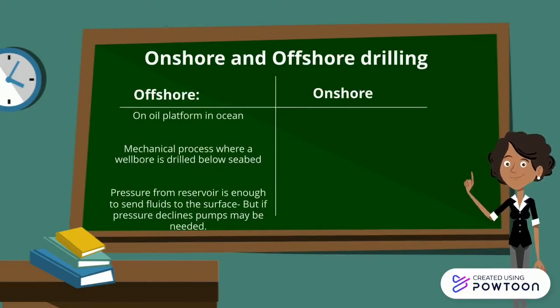Offshore drilling is on an oil platform in the ocean. There, the wellbore is drilled below the seabed, but the pressure from the reservoir is often not enough to send fluids to the surface, so pumps are used to keep the pressure high. Onshore is basically the same, except it's done on land.